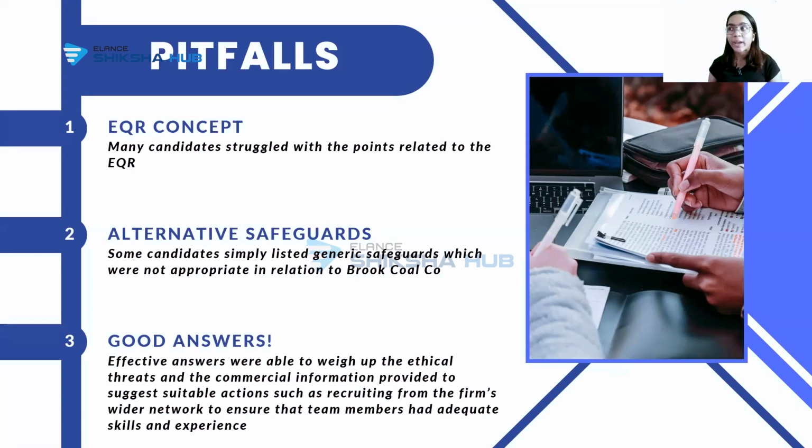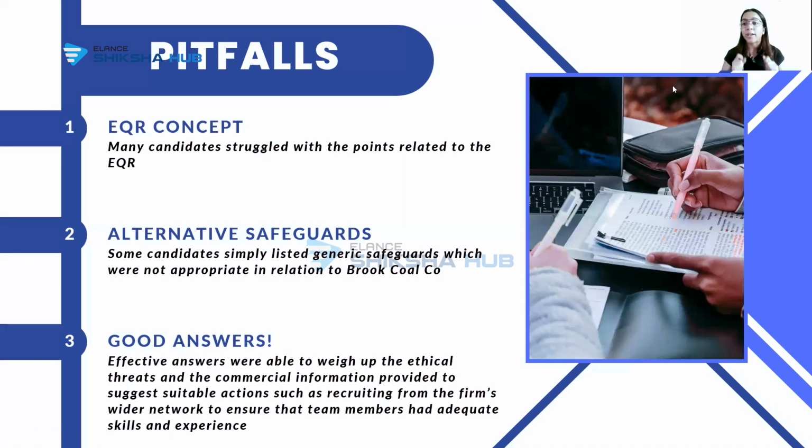I'll give you an example to explain this alternative safeguards thing. For example, you suggest as an alternative safeguard that a new engagement partner should be appointed. Let's say, be it any scenario, since you have already learned textbook language knowledge, you write a generic response and you do not relate it to the case, and you simply write, ma'am, I should appoint a new engagement partner.